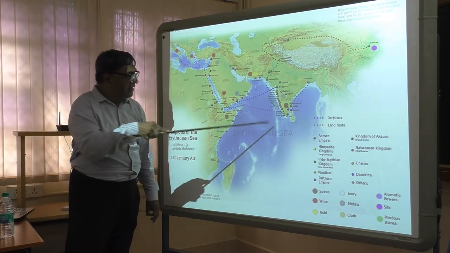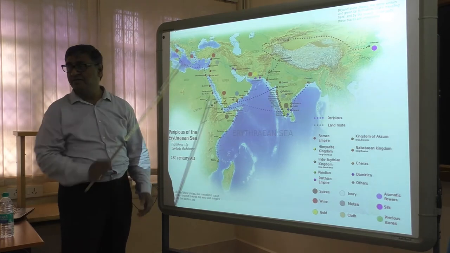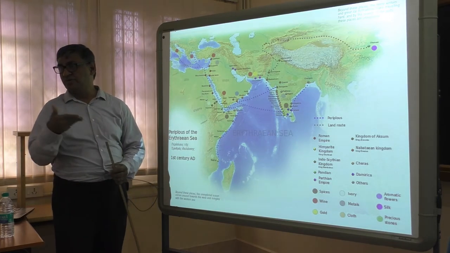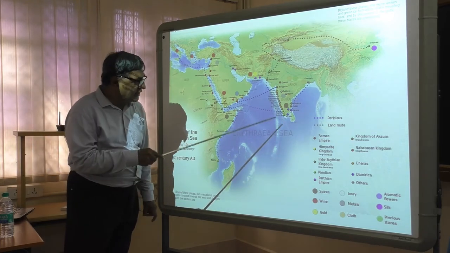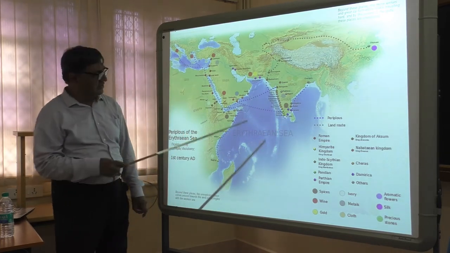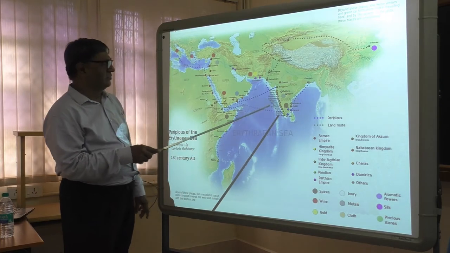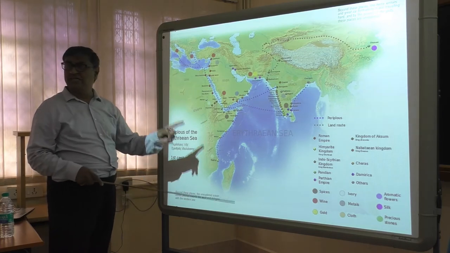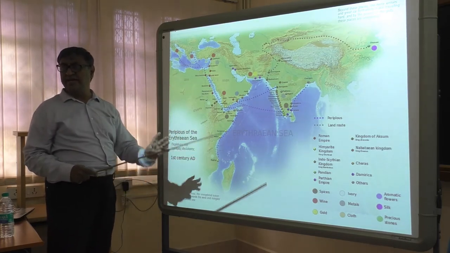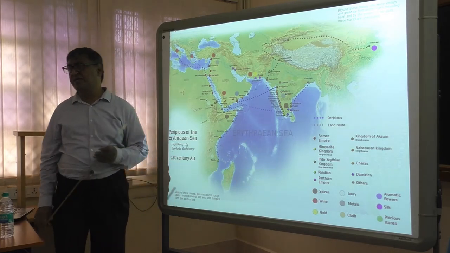Like that, he mentions many names here. There is a place called Kodike, Kudalur, Pondicherry. He gives a lot of ports and says in detail what is available in each port. In those days, the spice trade was very, very strong.